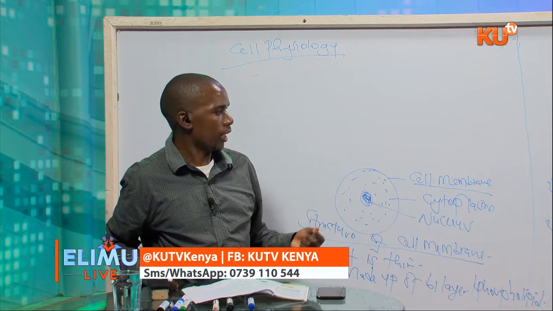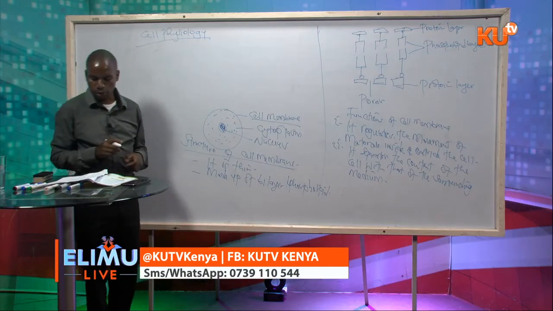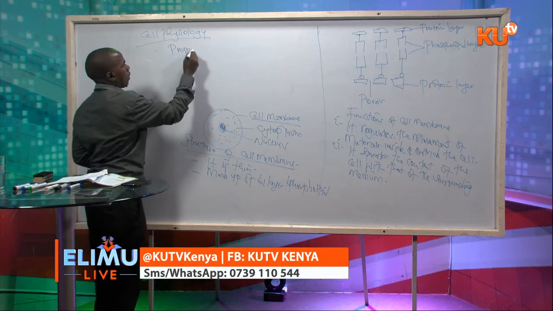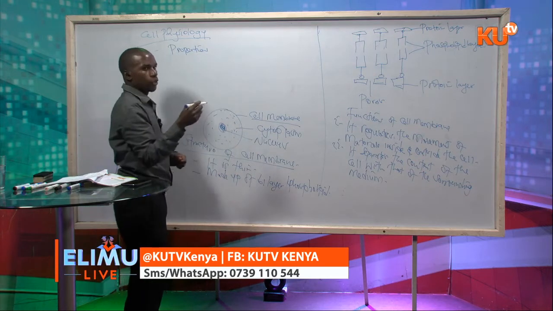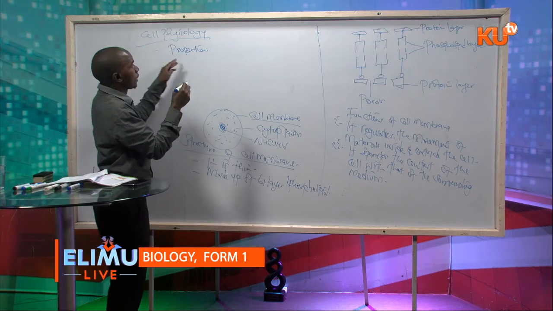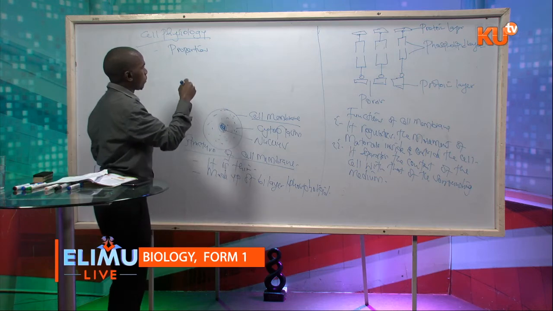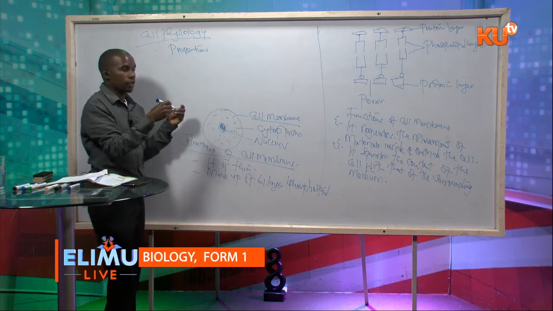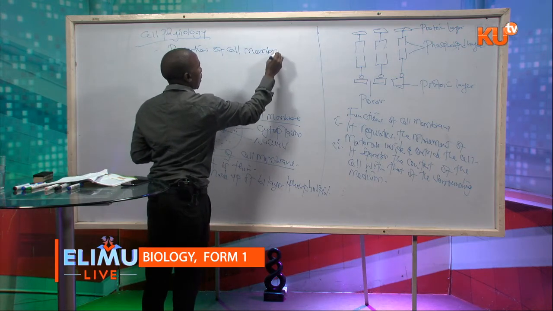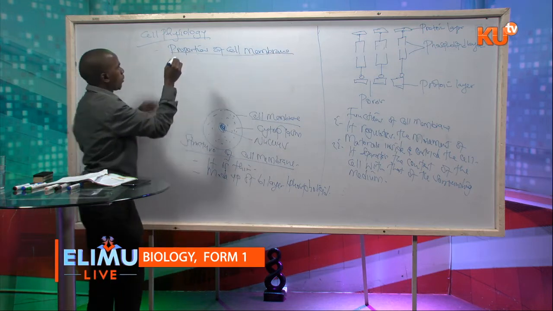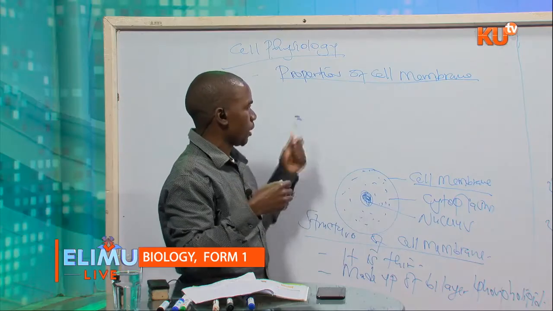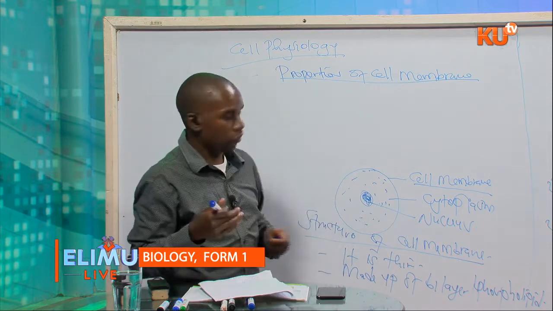So having looked at the functions of the cell membrane, let us just look at the properties of the cell membrane. When you are talking about properties, we are talking about what you possess. I don't know whether there is something like that in English, or it is just property, but in biology, we have properties. I think the English people can correct us on that, but in science, we can just use it for the sake of scientists only.